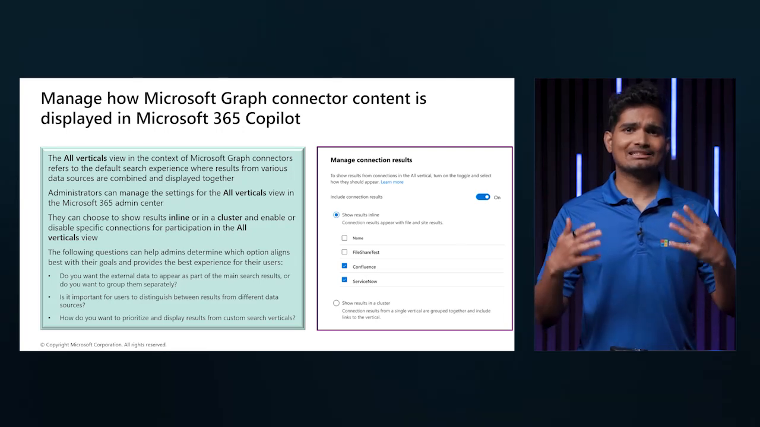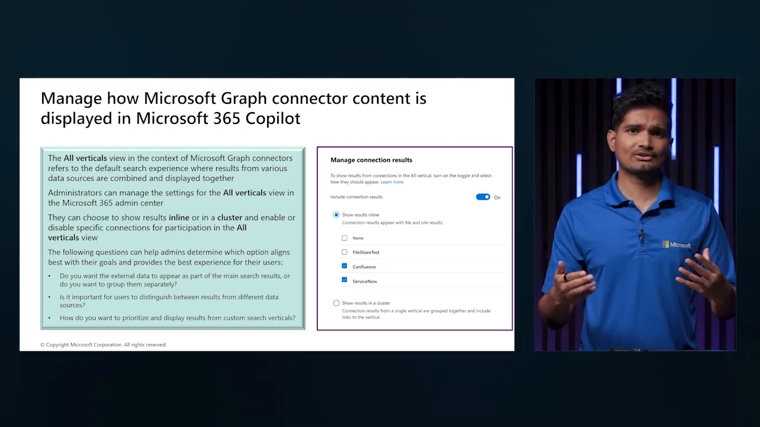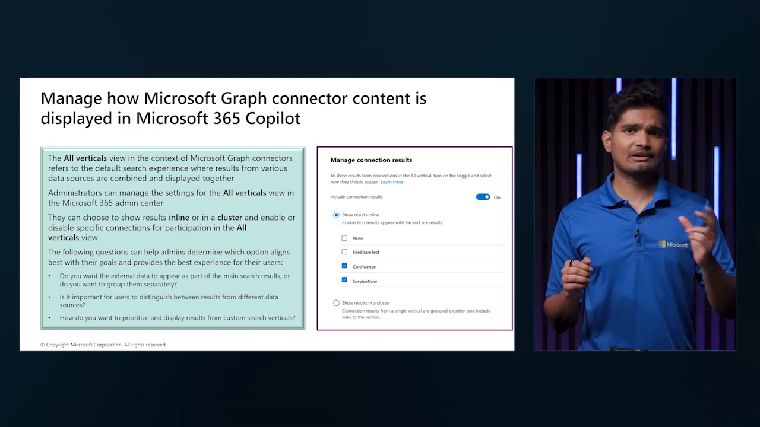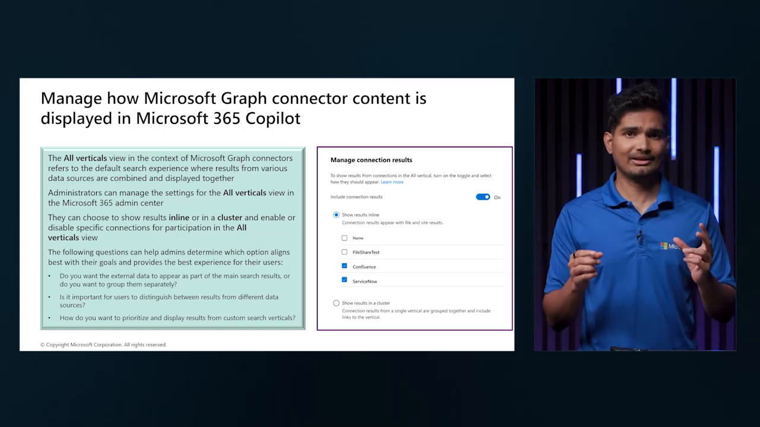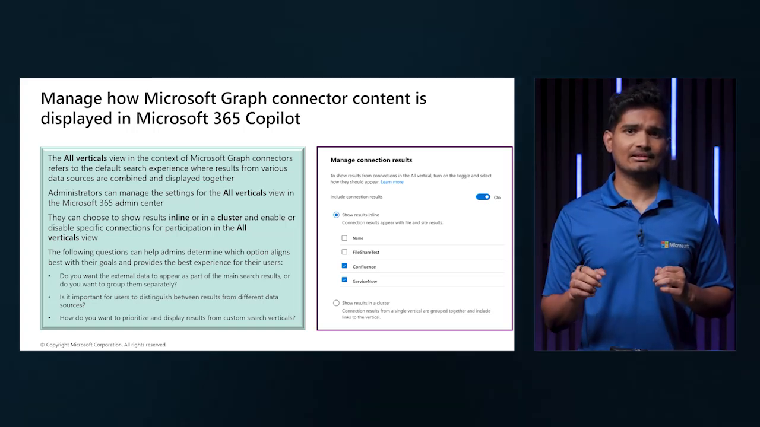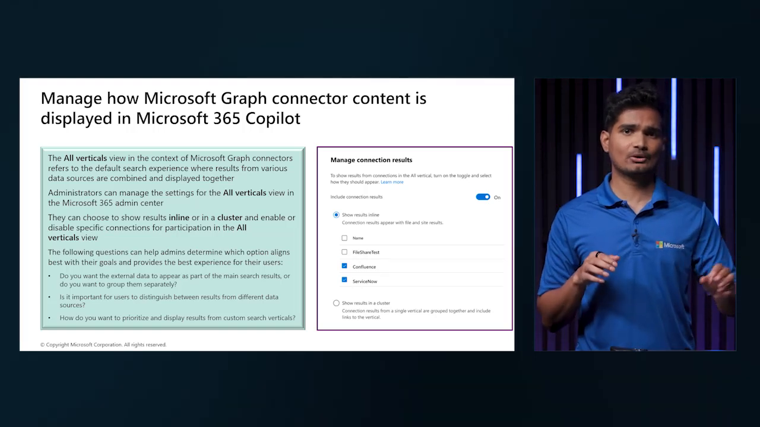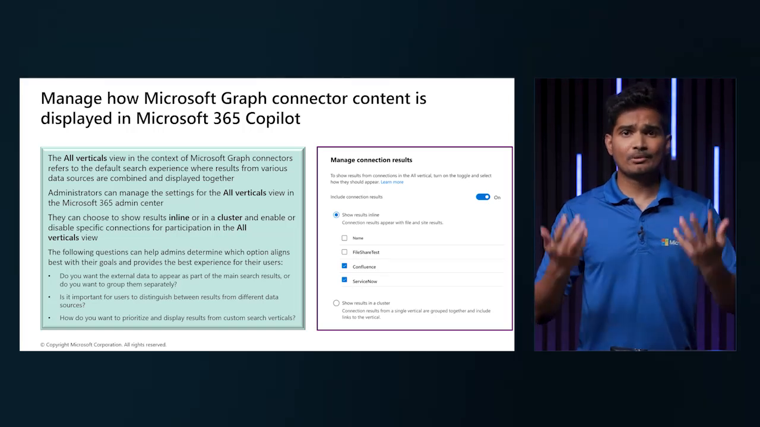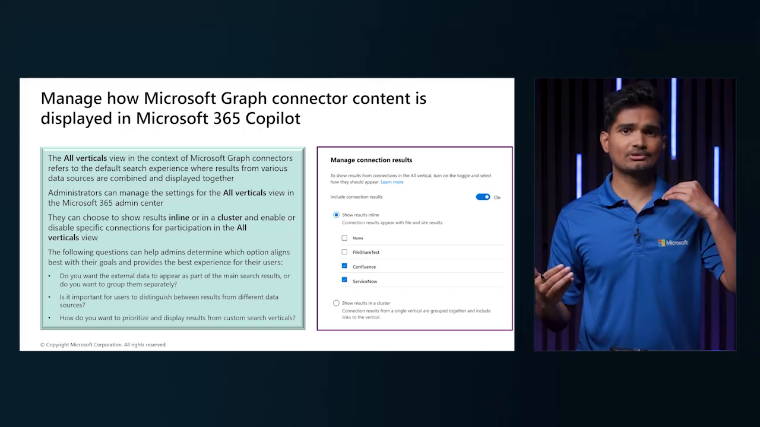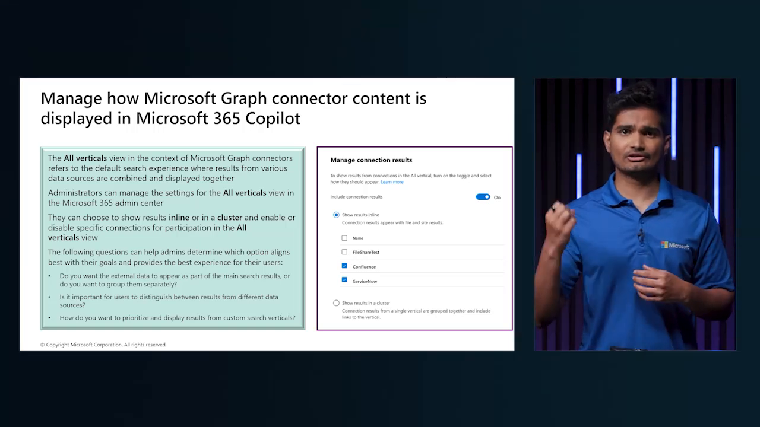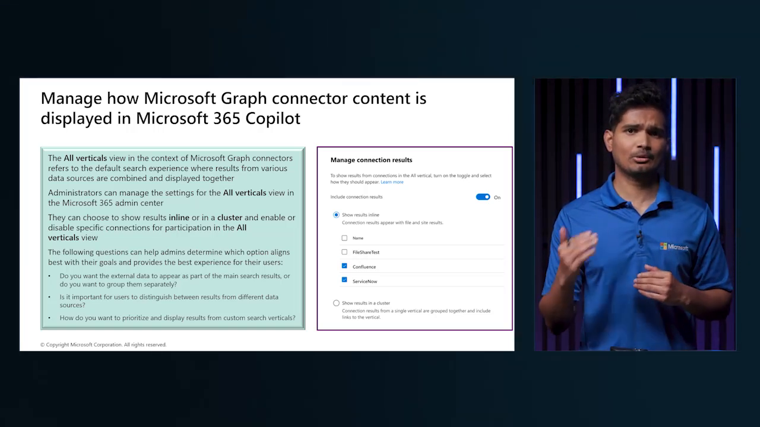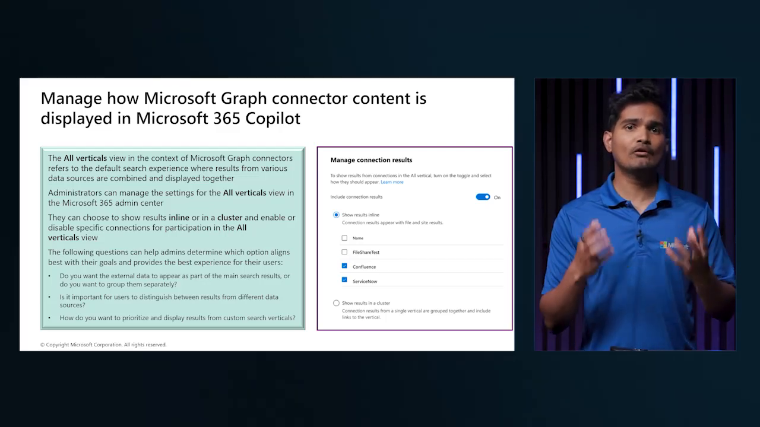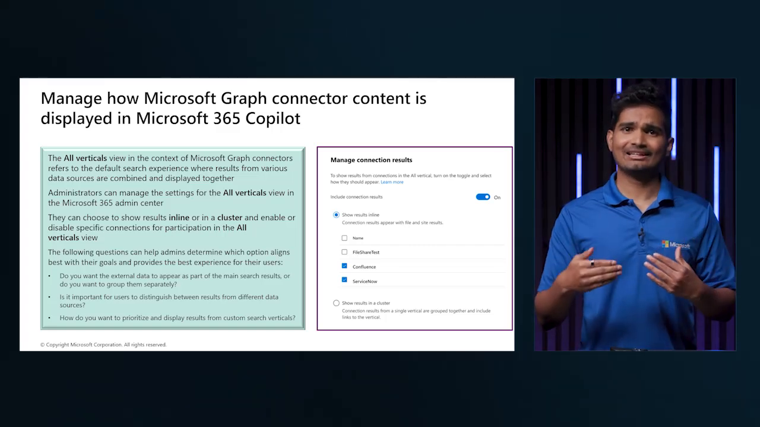Another question one might ask is, how do you want to prioritize and display results from custom search verticals? If you want to prioritize and display results from custom search verticals prominently, the cluster option is recommended. This option allows you to highlight specific verticals and ensure that their results are easily accessible and noticeable. If you prefer a more integrated approach where custom search verticals are blended with other search results, the inline option is appropriate. This approach ensures that custom vertical results are part of the overall search experience without giving them special prominence.